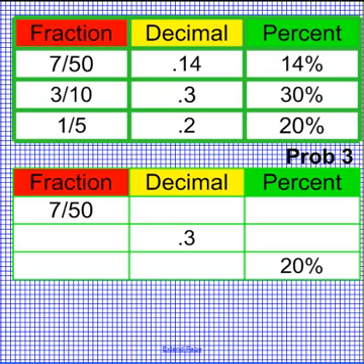Okay, let's see what we have here. The first one is a fraction, 7 over 50, 14 hundredths, 14%. Then we have 3 over 10, 0.3, 30%. And we have 1/5, 2/10, and 20%. If your answers match, you're outstanding. Please pick up an eraser and erase the board, and we'll have somebody come up again for the last problem, problem 4. Thank you.